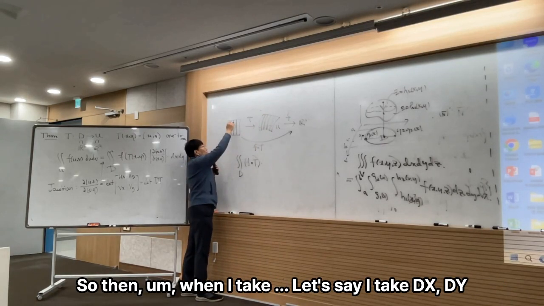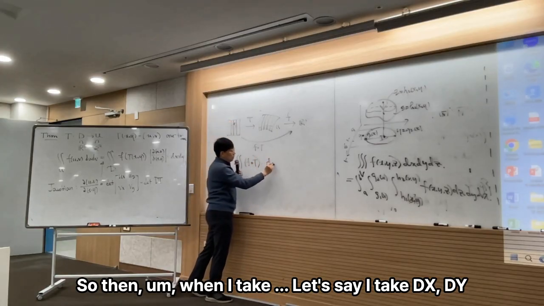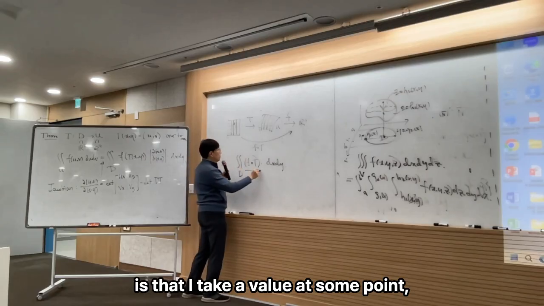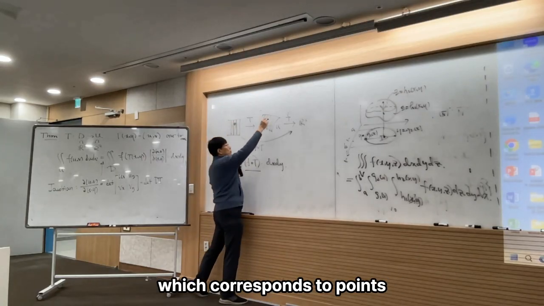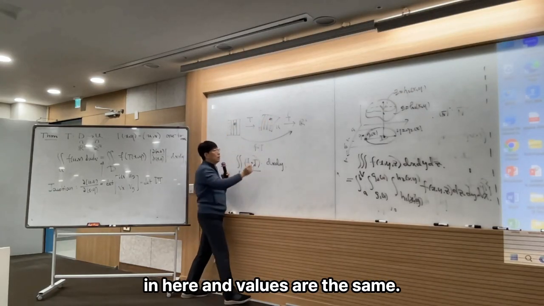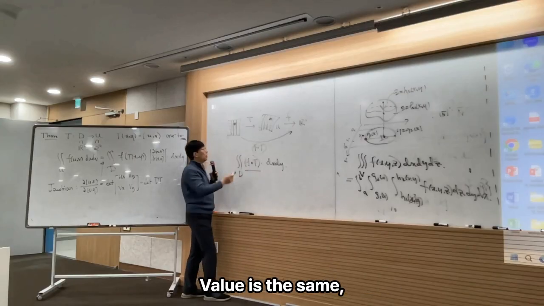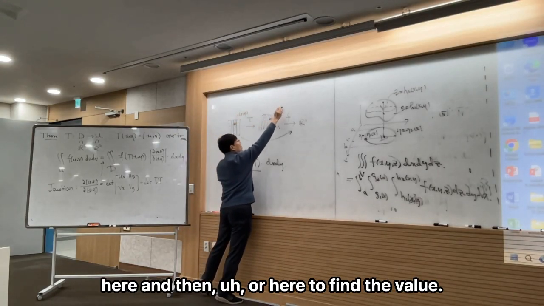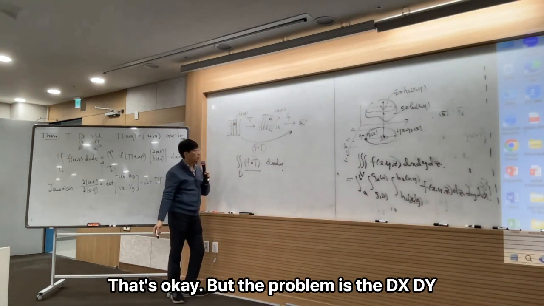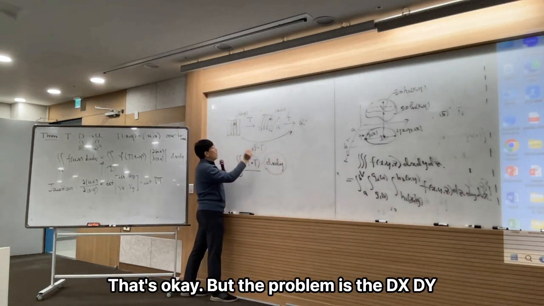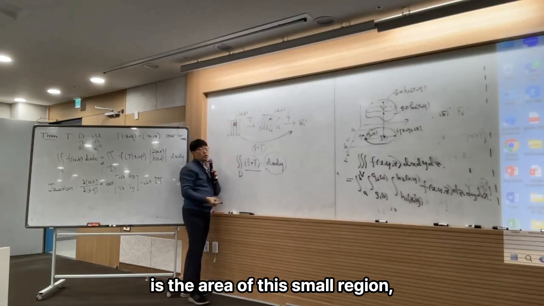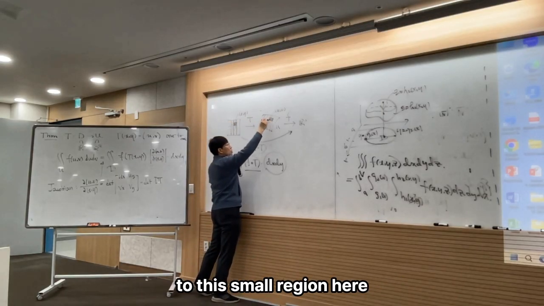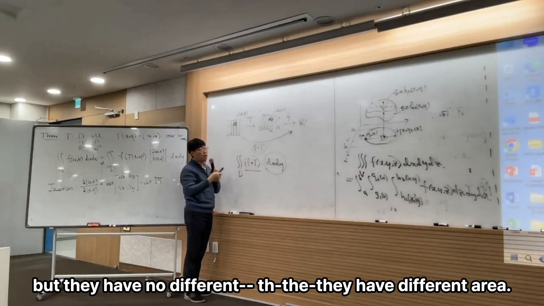So then let's say I take dx dy right away. What I'm saying here is that I take a value at some point which corresponds to a point in here, and the value is the same. So it doesn't matter whether I put x and y here or here to find the value. That's okay, but the problem is dx dy is the area of this small region, and this small region corresponds to this small region here, but they're not the same, and they have different area.